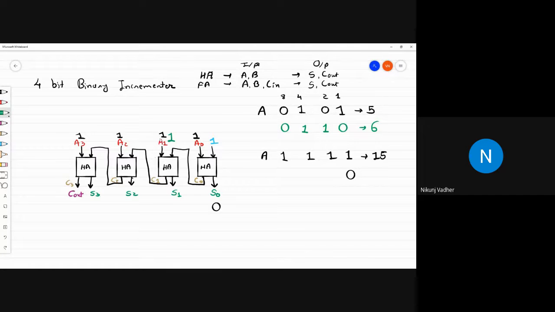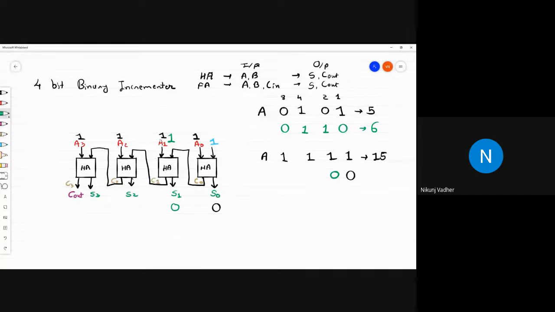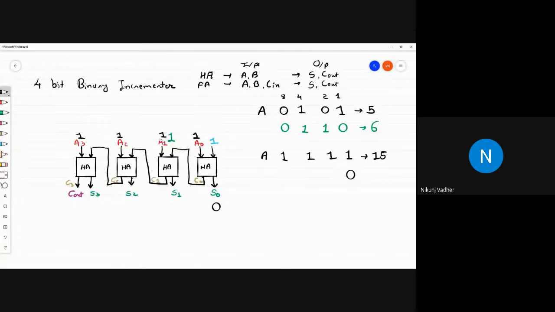Again, 1 plus 1, sum will be 0, carry will be 1. Let me write it in black pen only so you don't get confused. 1 plus 1, sum will be 0, carry will be 1. Again 1 plus 1, sum will be 0, carry will be 1.